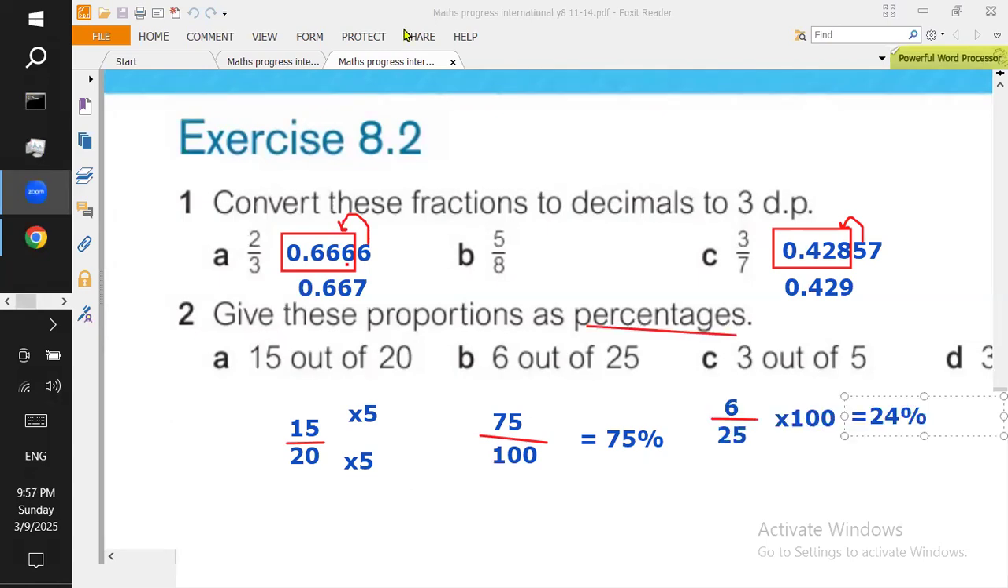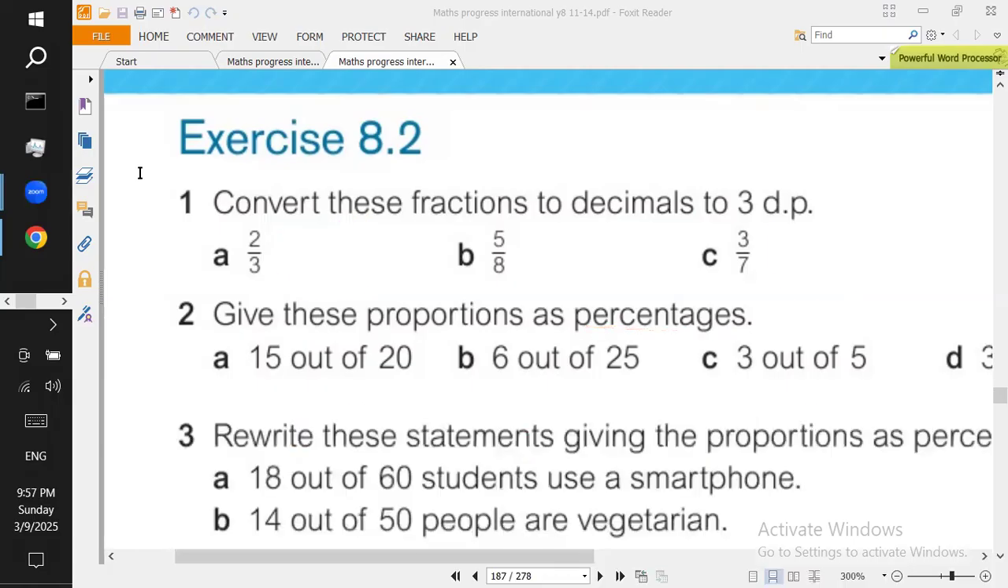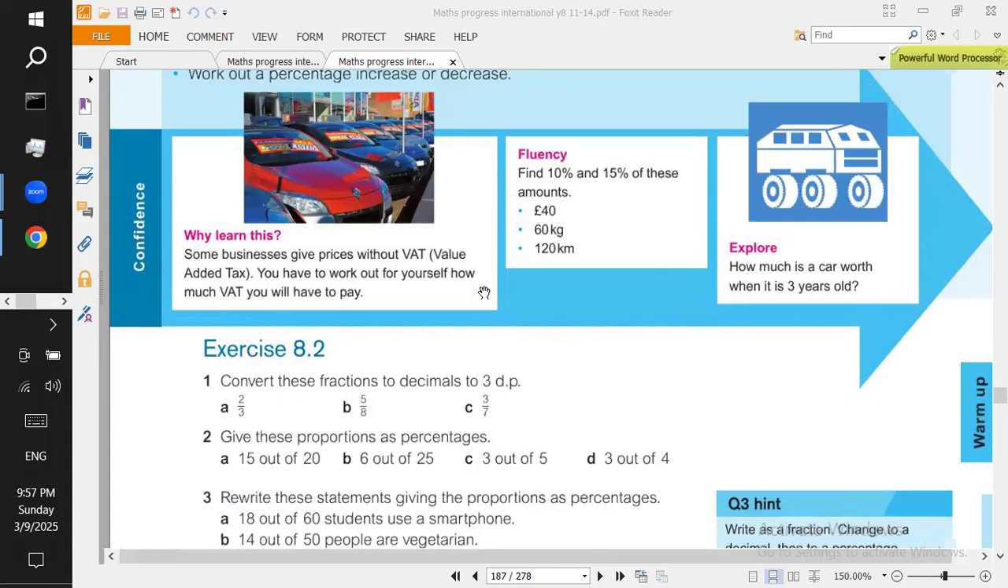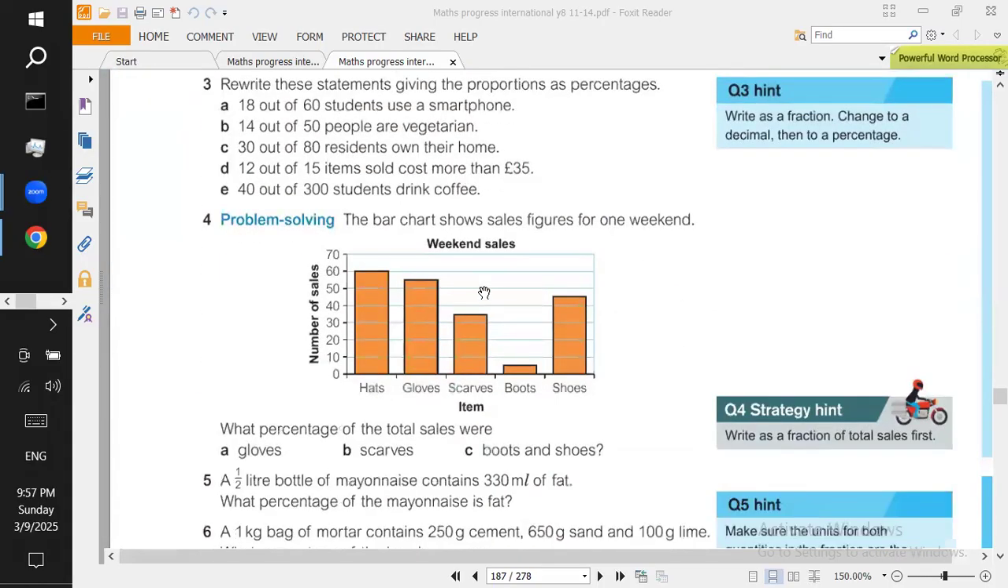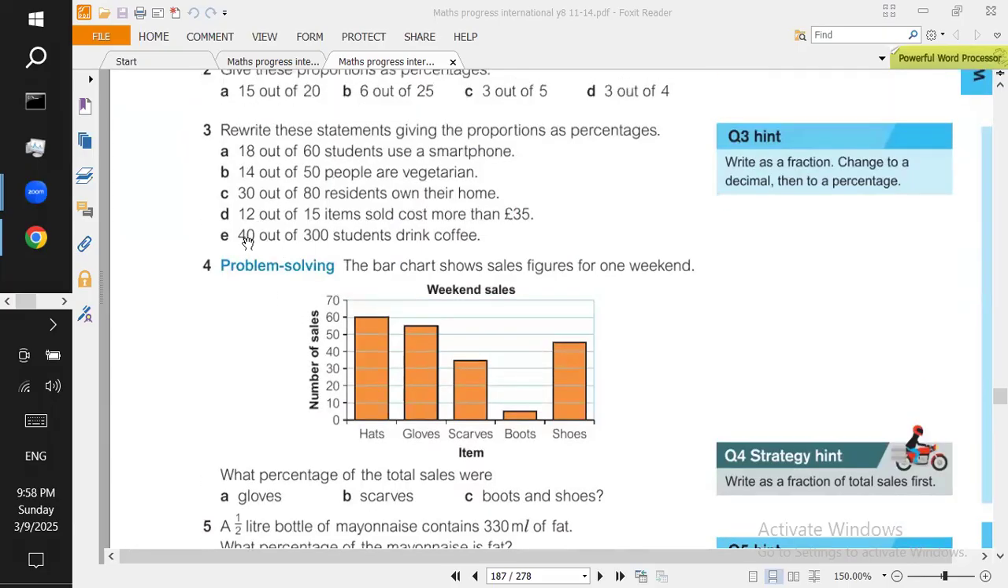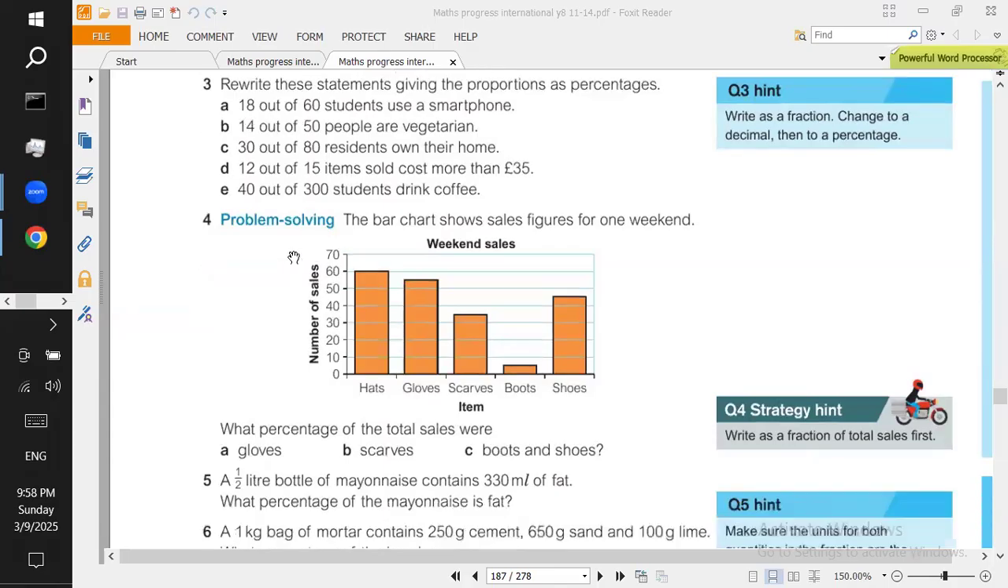Okay. So the next question here. Let's remove this. So all of these have the same ideas, writing percentages. So the whole idea of writing percentage, you just write a fraction and then multiply it by 100. So for example, write these statements giving the proportion as percentage. So here, 40 out of 300. So you write 40 over 300, and then you multiply it by 100, you'll get the percentage.